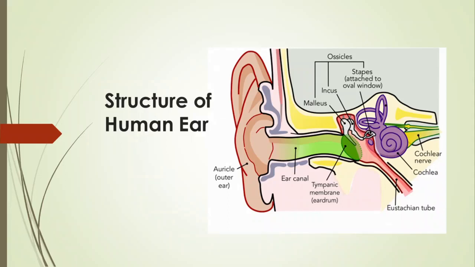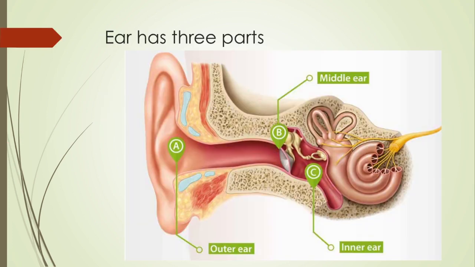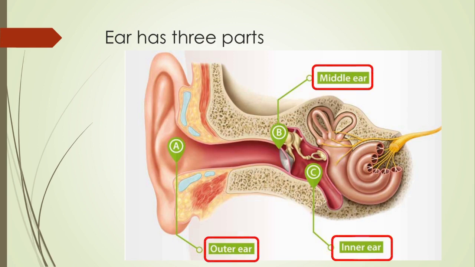Dear students, in the previous class we have discussed about the nature of sound. Today we are studying about the anatomy or the structure of human ear. The human ear has three parts. They are the outer ear, middle ear and inner ear.